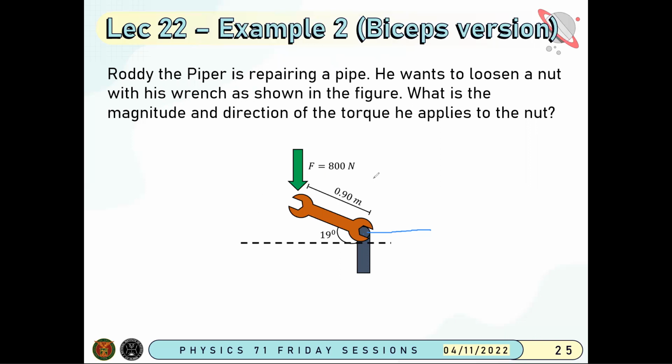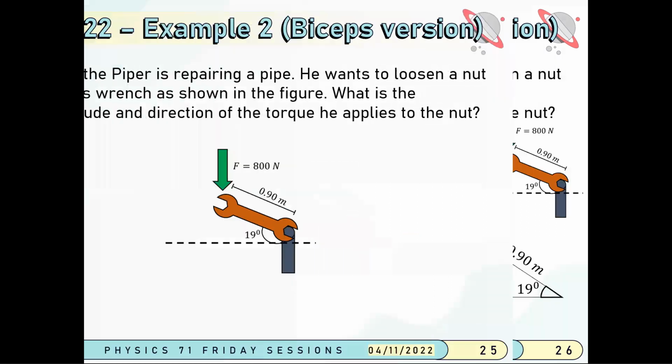Okay. So, meron kang force given, 800 newtons. Wow, ang lakas naman yan. We have this angle, 19 degrees, angle ng wrench from this direction. And we have the length of the wrench, which is 0.9 meters. Okay. So again, better na i-drawing natin into a free body diagram or something na we can understand.